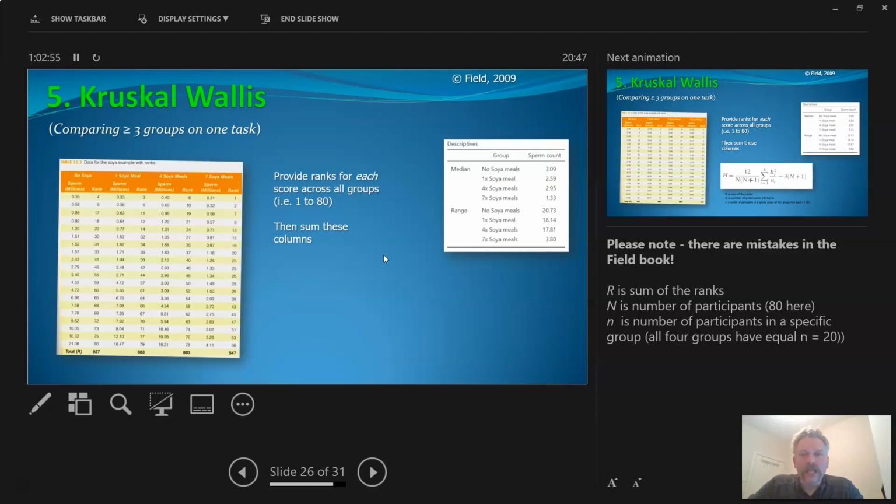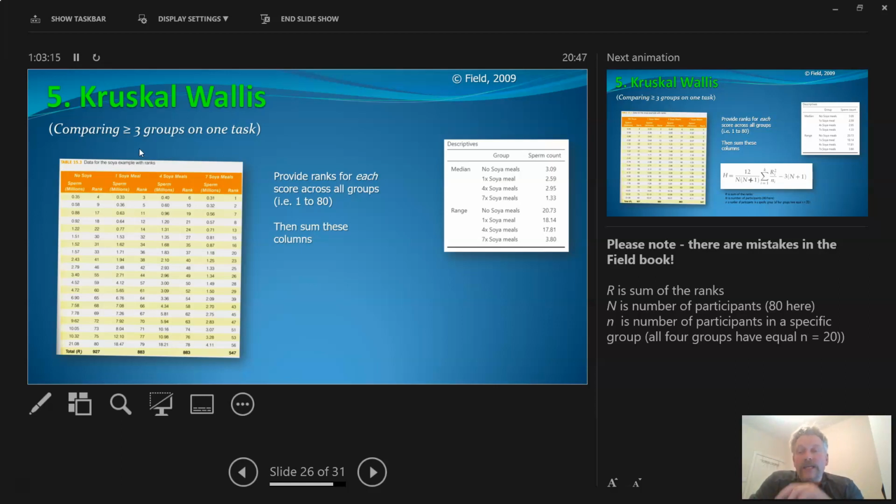So the study that we've got, again, I borrowed from Field. Andy Field has an amazing tendency to bring up examples involving sex and whatnot in his examples. Make of that what you will.